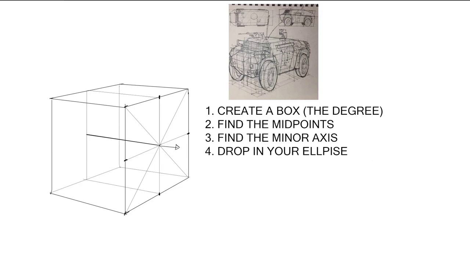Step 4 is to drop in your ellipse. In order to do this, we're going to make the ellipse touch each one of the midpoints that we found earlier, while also thinking about the minor axis and about how that minor axis should perfectly cut that ellipse in half. Now let's look at a time lapse of all of these steps put together.